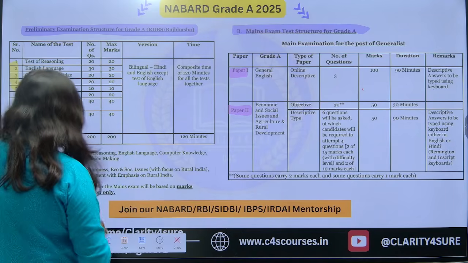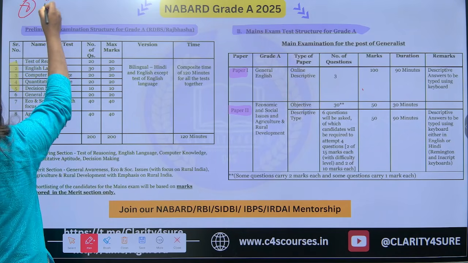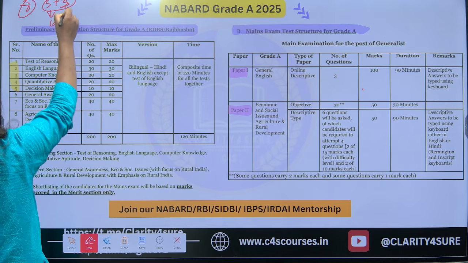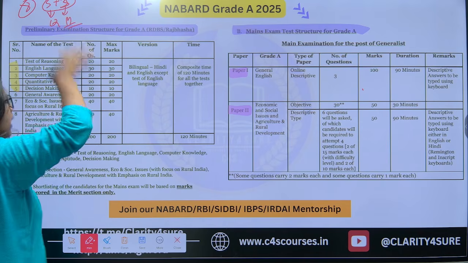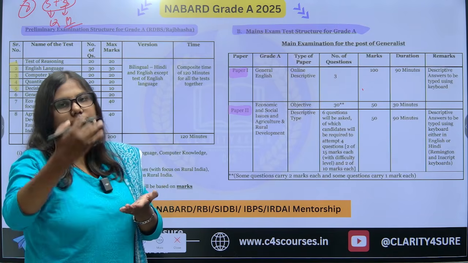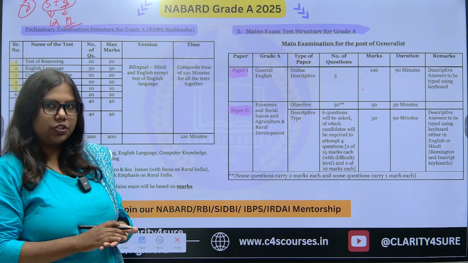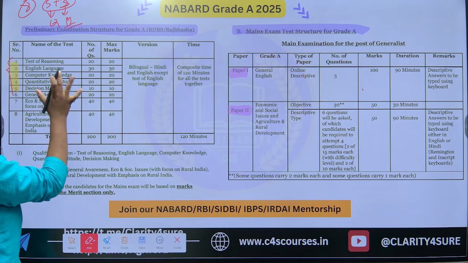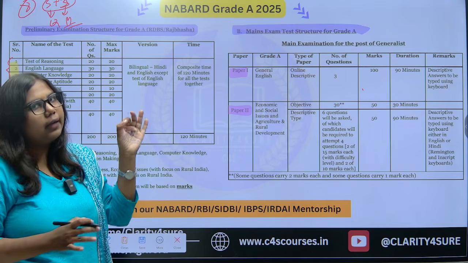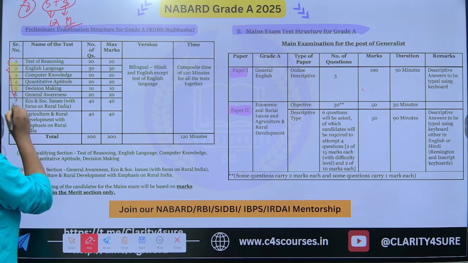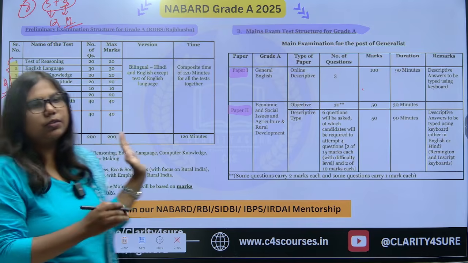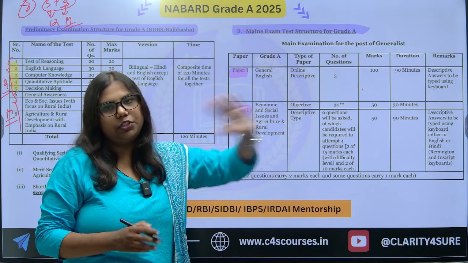In phase 1, a total of 8 subjects are there, where they follow a 5+3 structure. That means 5 papers are qualifying in nature and 3 papers are being counted for merit. That means you have to just cross the sectional cutoff in these 5 qualifying papers. That is your reasoning, English language, computer knowledge, quantitative aptitude and decision making. And general awareness, ESI and ARD are being counted for your merit also. So these 3 papers are going to decide whether you will come to the mains examination or not.